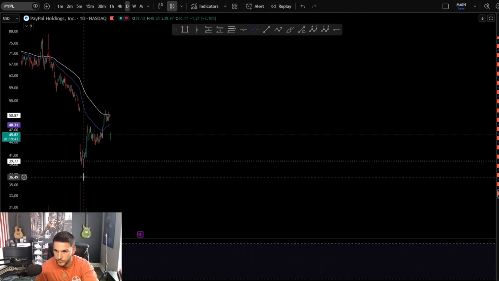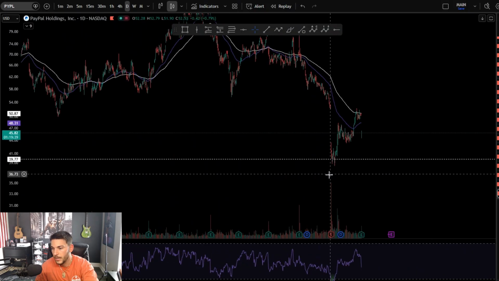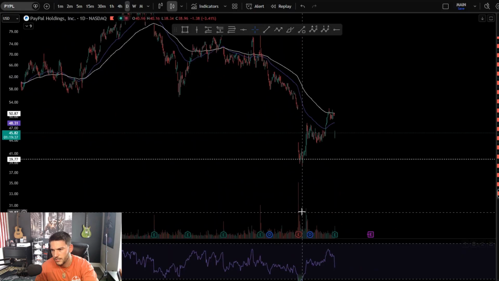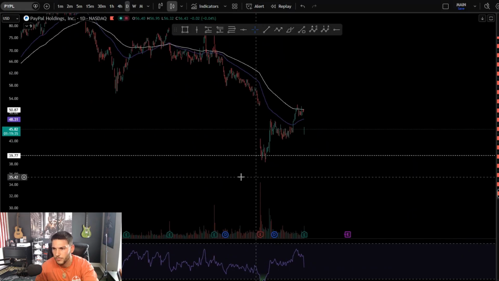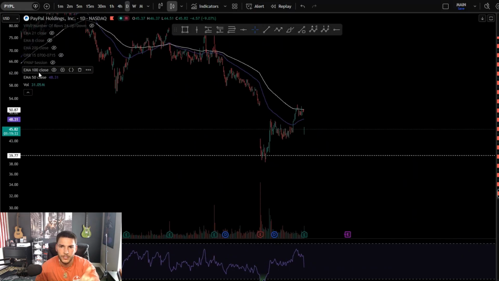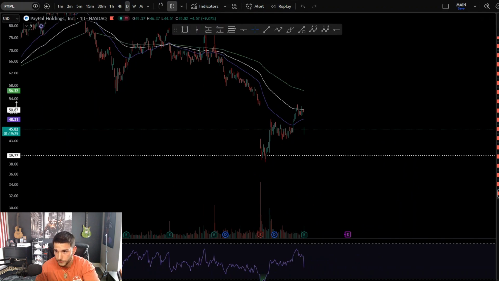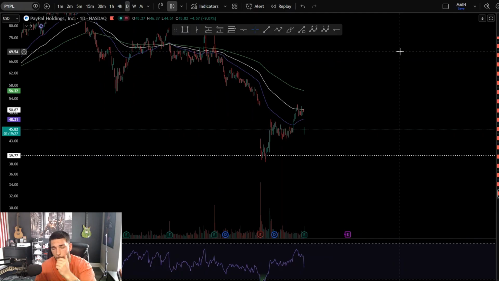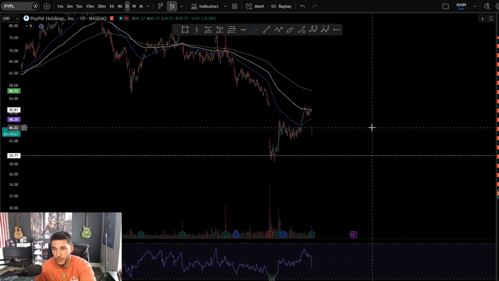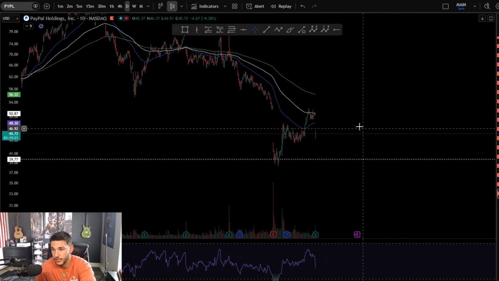Look at that. So we come down, we're super oversold on the RSI. We're bouncing off a key support level. You could throw on your 50, your 100, and your 200. Those are the ones that I like to watch. This is pretty much how I have my charts when I'm searching for a swing trade.